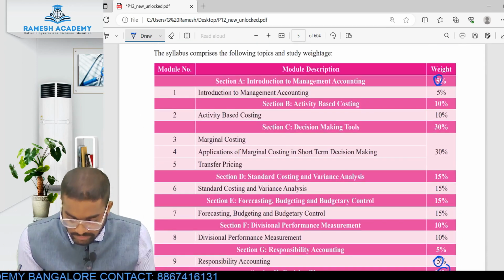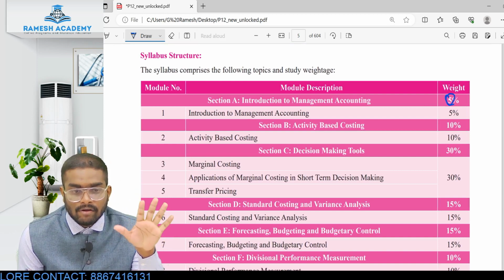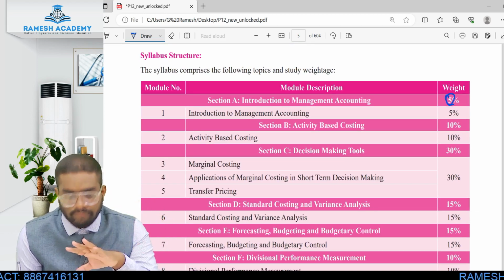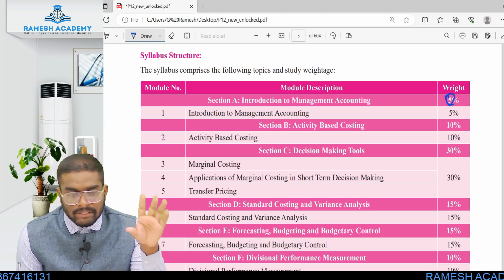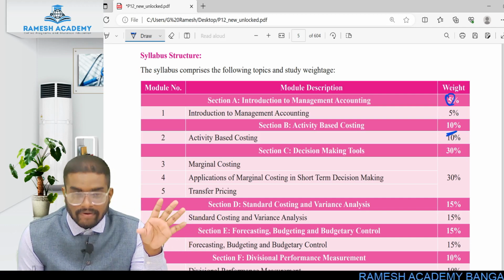So now going to the weightage of the marks. If you come to the first chapter, it's 5 to 10 marks. Maybe they have given 5%, it will be around 5 to 10 marks. If you go to activity based costing, we will be having one question of 10 to 12 marks. So they have given weightage as 10%.